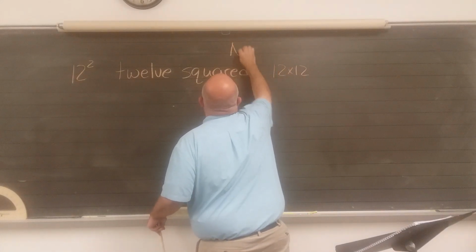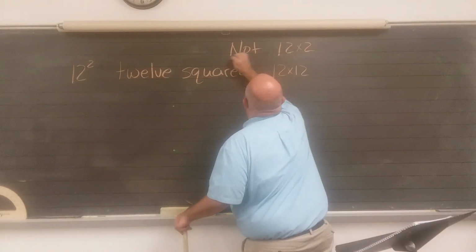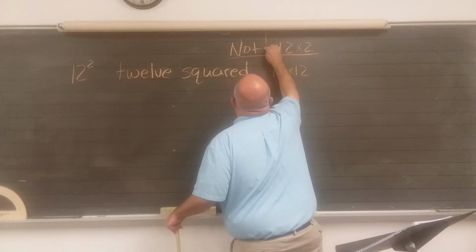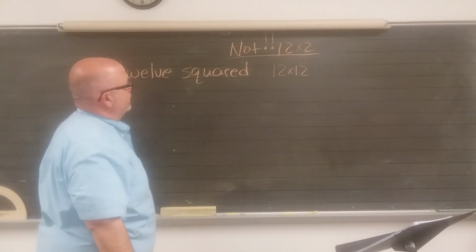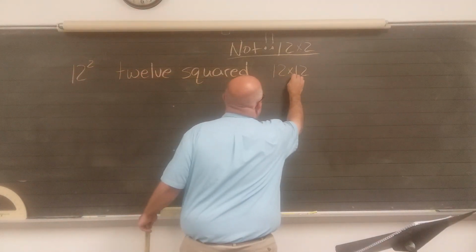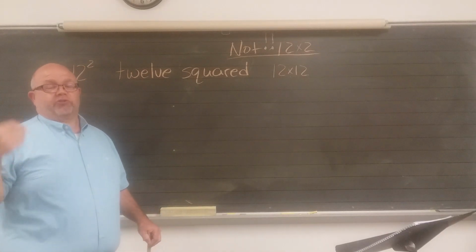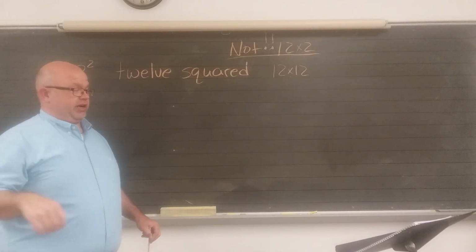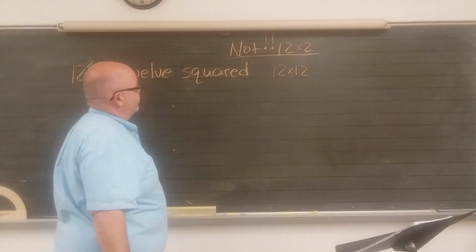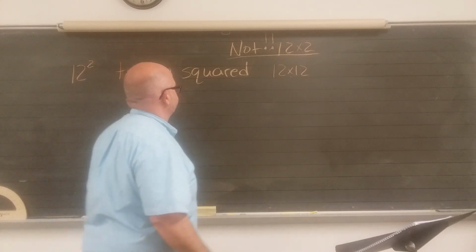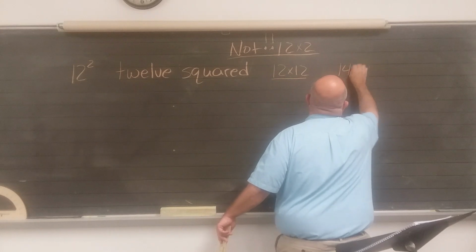Not 12 times 2. Okay? This is not 12 times 2. It is 12 times 12. A number times itself. 12 with a little 3 means 12 times 12 times 12. 12 with a little 10 means 12 times 12 times 12, 12 ten times. All right? Not 12 times 10, not 12 times 3. Means 12 times 12. The answer is 144.